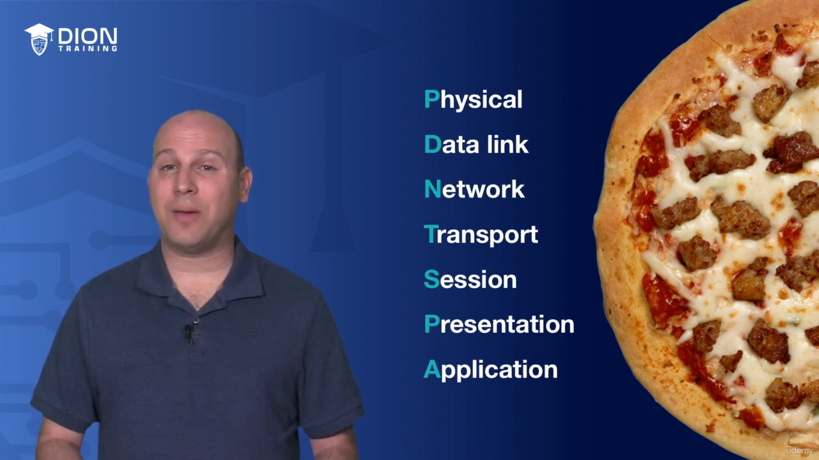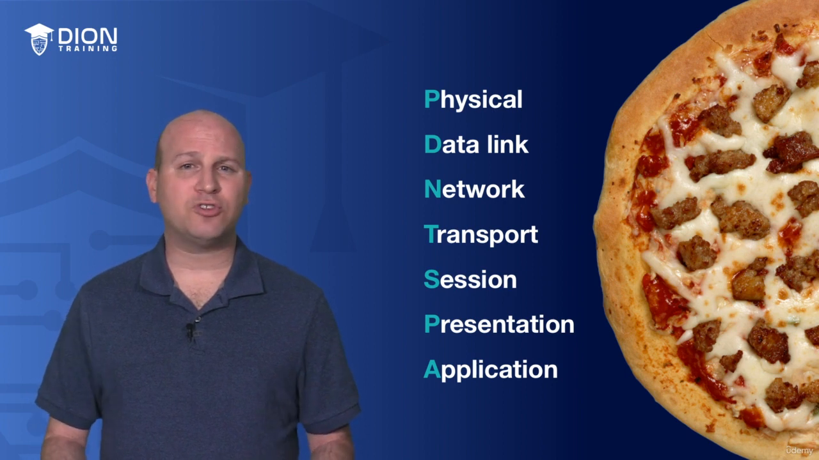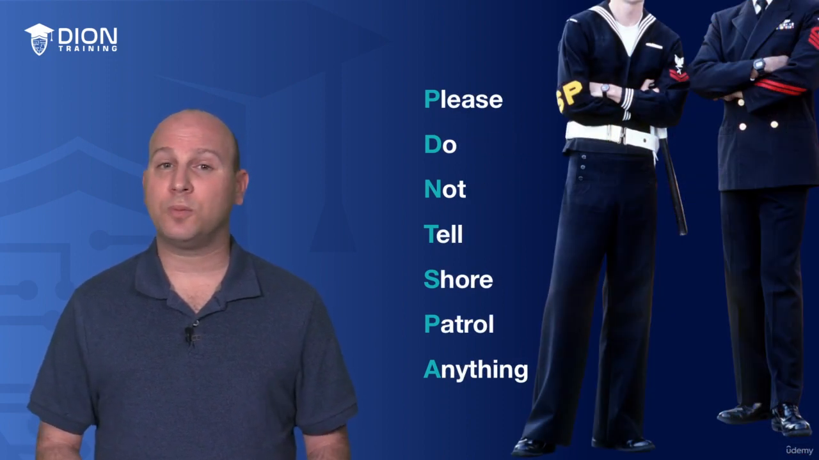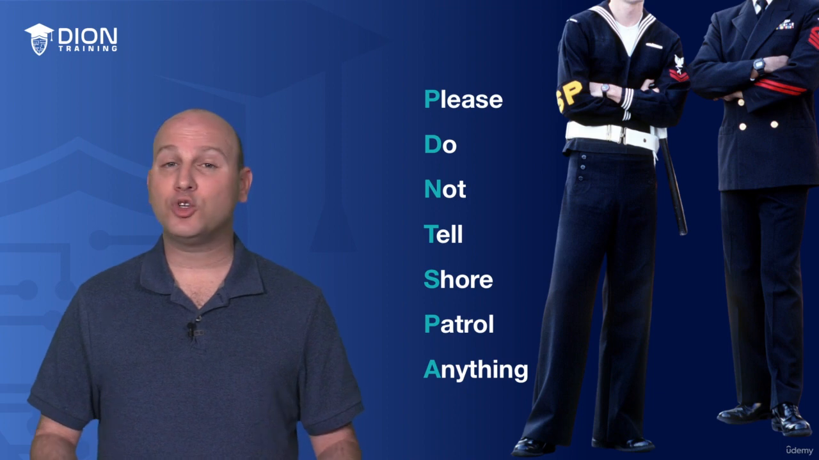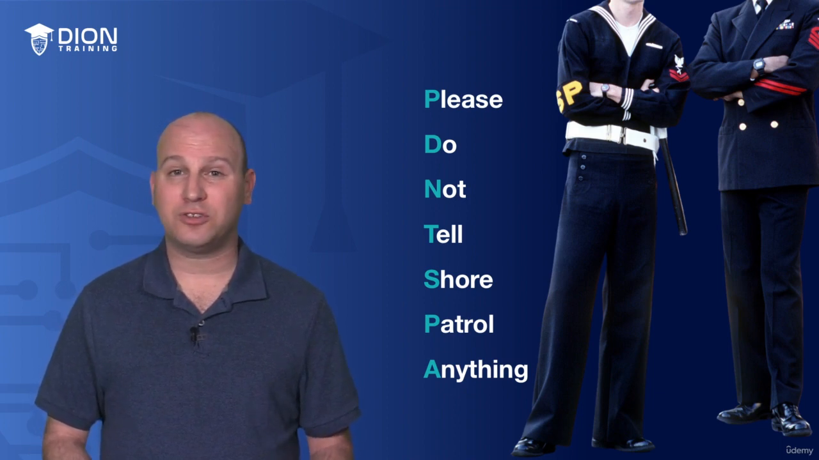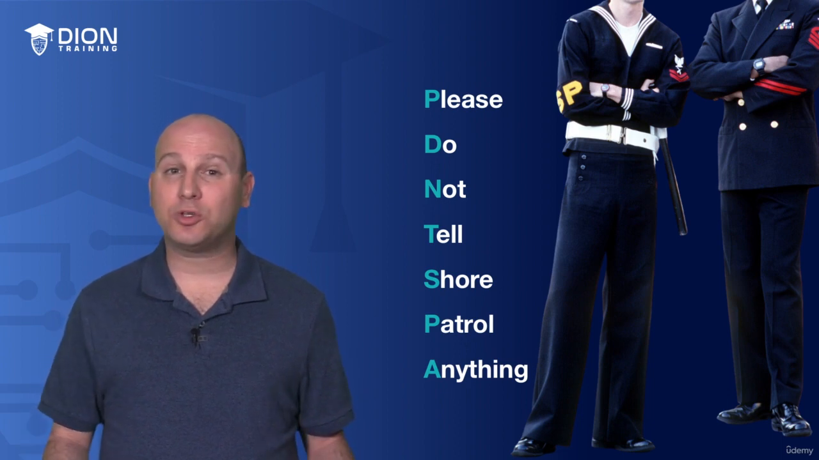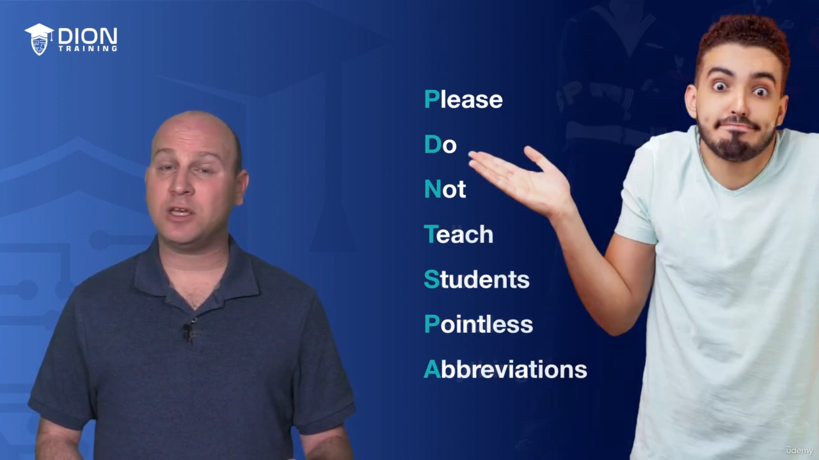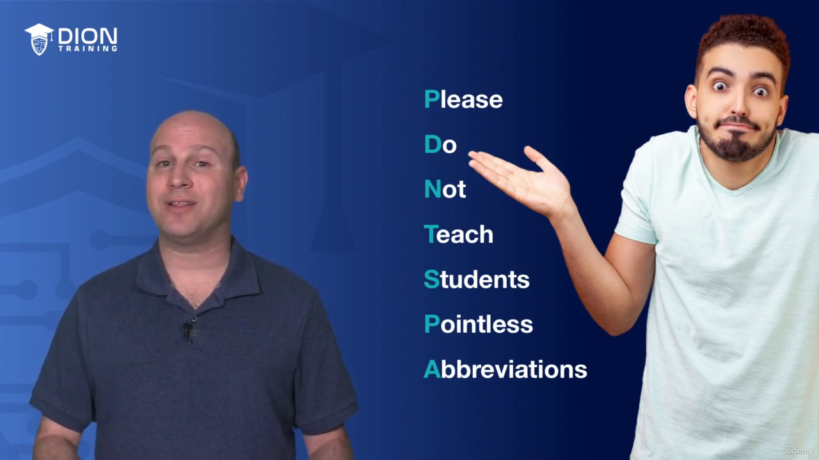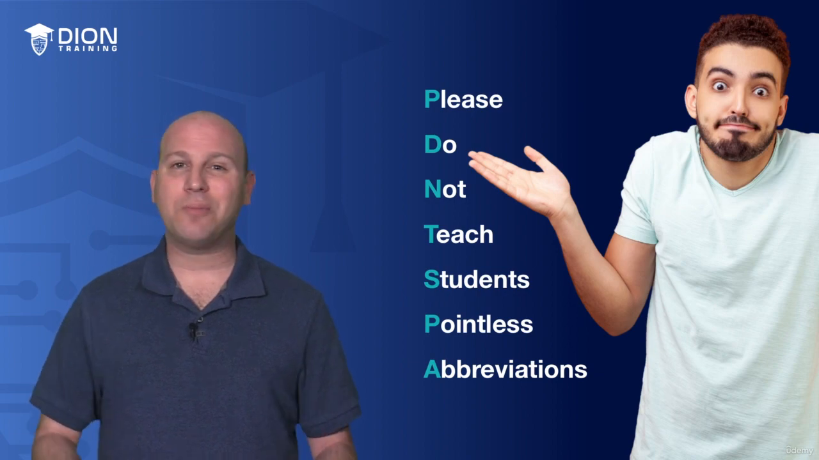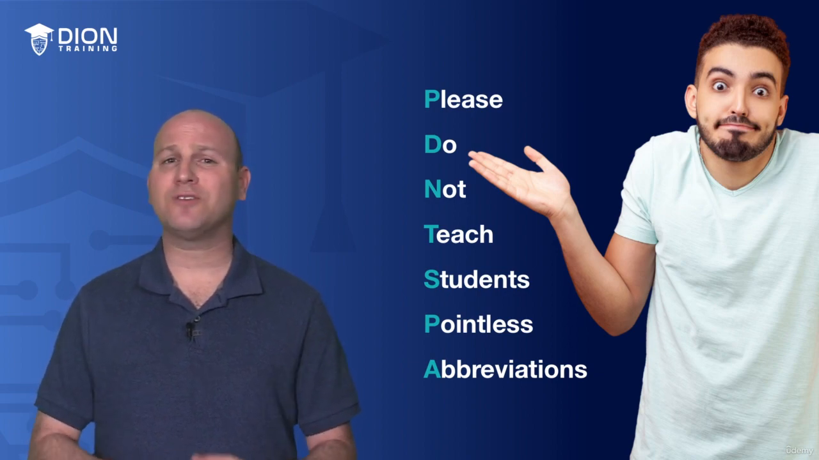Well, at least that's how I remember the 7 layers of the OSI model, but you can create your own mnemonic too. I've heard several interesting ones over the years from my students. Once, I was teaching this class of Navy sailors, and they told me their saying was, please do not tell Shore Patrol anything. For those of you who don't know, Shore Patrol is basically like the military police officers. So, I'm guessing they didn't want to get in trouble with their ship's captain, so they said, please don't tell Shore Patrol anything. Now, another one of my students told me his mnemonic was, please do not teach students pointless abbreviations, which is kind of funny since the abbreviation is what we're trying to remember here to remember the 7 layers. Whatever works for you is fine with me.